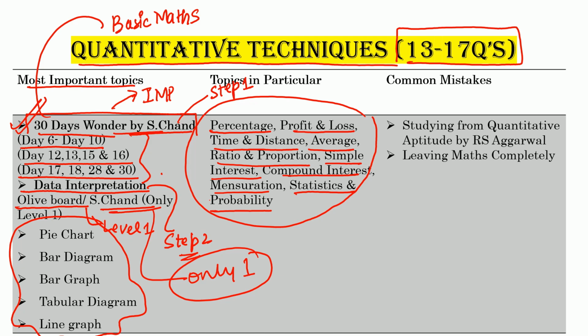One of the biggest mistakes students commit here is, number one, they leave the quantitative technique section altogether. Number two, they directly jump to data interpretation. If they are going to ask you the formulas of percentage, averages, ratio and proportion, speed, distance, time, and you don't know about those things, how would you be able to solve data interpretation? The formulas are going to be basic maths. So solve basic maths first and then come to data interpretation.